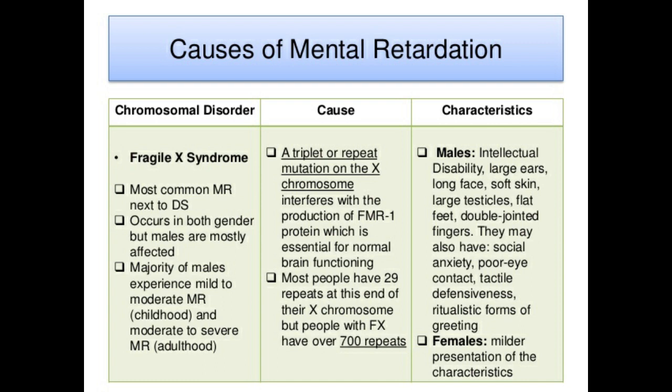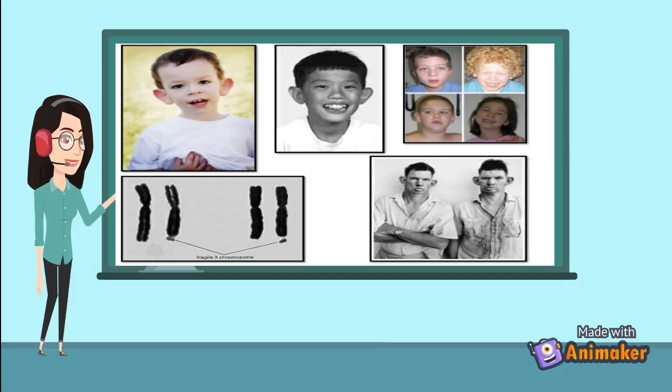The majority of males experience mild to moderate mental retardation in childhood and moderate to severe deficits in adulthood. Females may carry and transmit the mutation to their children but tend to have fewer disabilities than affected males. The condition affects approximately 1 in 4,000 males. It is the most common clinical type of mental retardation after Down syndrome.